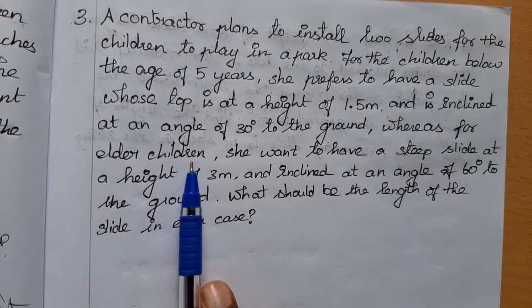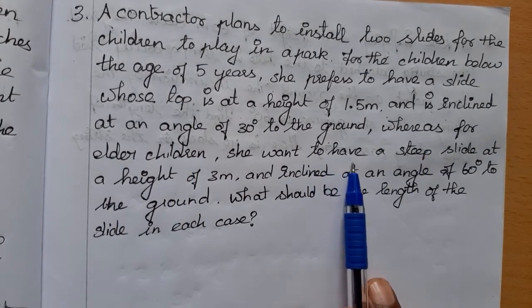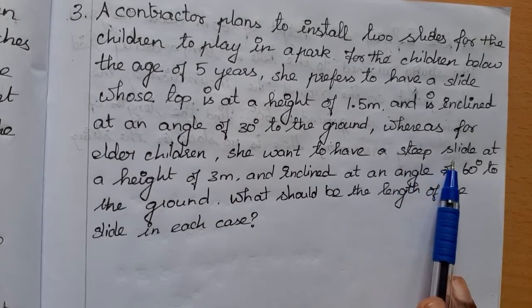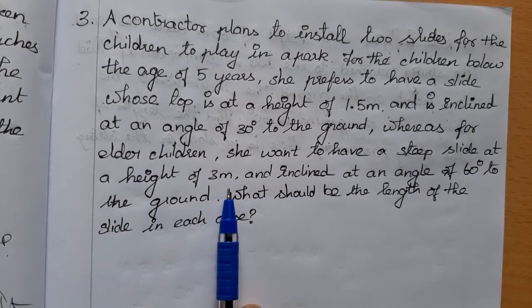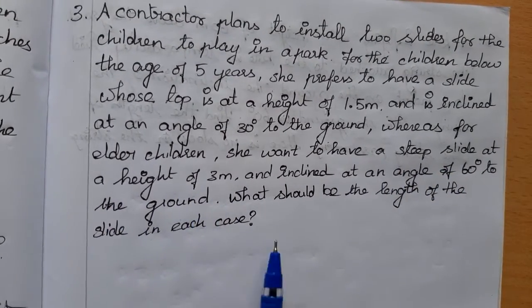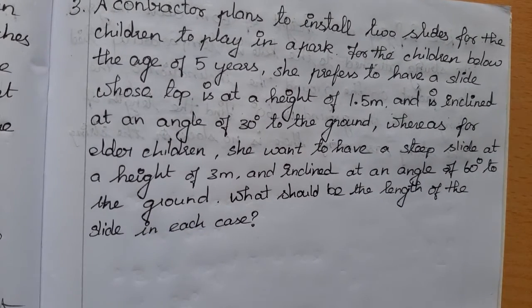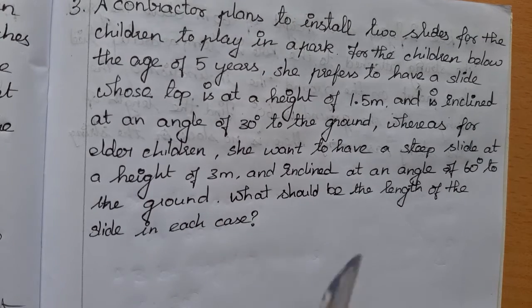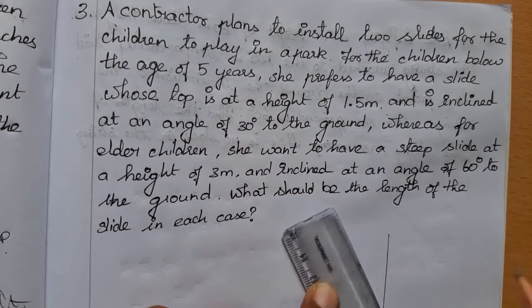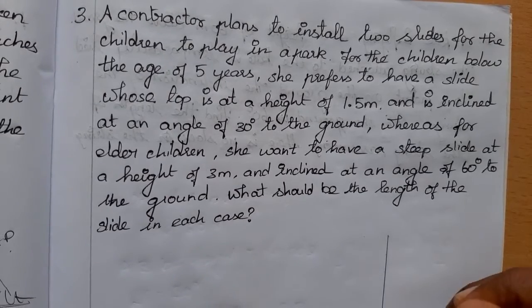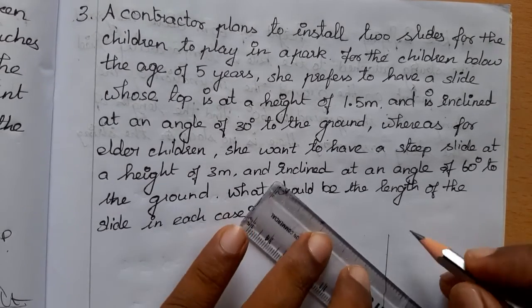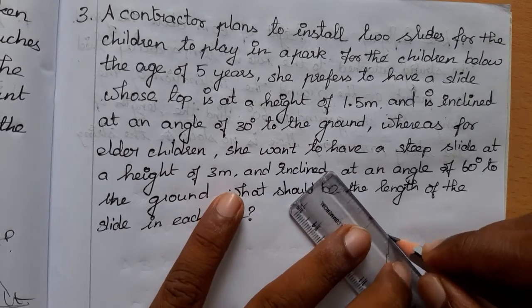Whereas for the elder children, she wants a steep slide at a height of 3 meters. For the elder, the steep slide, its height is a little larger, 3 meters, and inclined at an angle of 60 degrees to the ground. What would be the length of the slide? So for 5 years and below, the height is a little less and the steepness is also less.